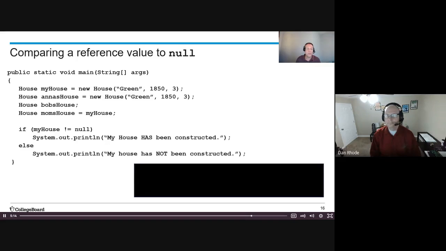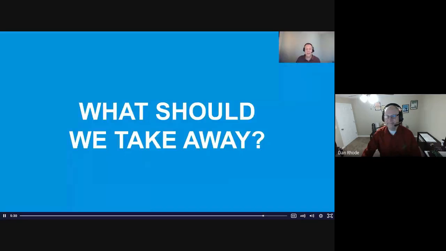My house has been constructed. So if I check to see, does my house not equal null? Well, that's true. It does not equal null. So it's going to print out my house has been constructed. And that's how we can use double equal signs and not equal signs to check for aliases and to check for nulls.